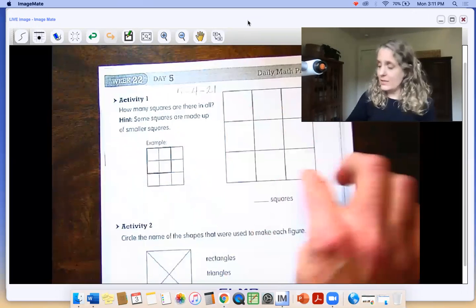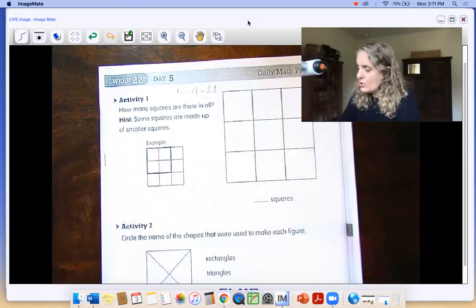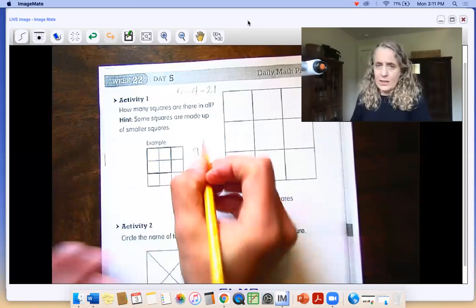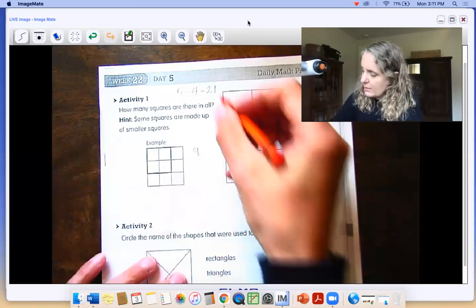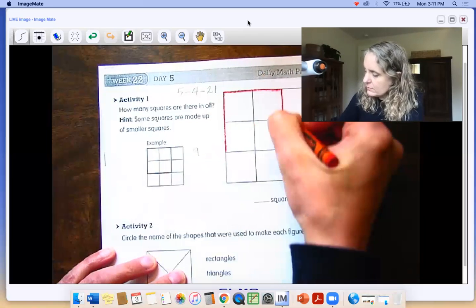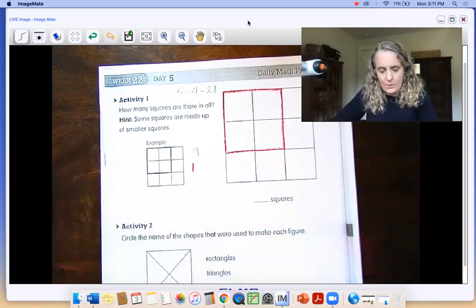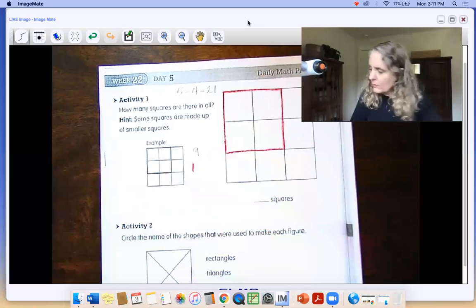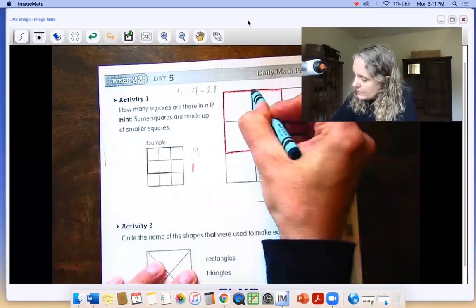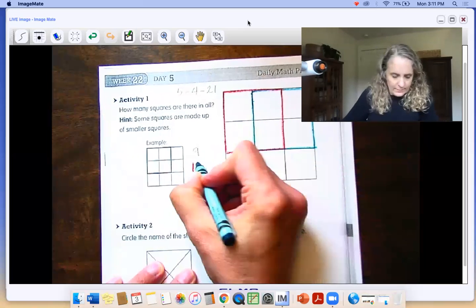It's easy to go 1, 2, 3, 4, 5, 6, 7, 8, 9, but then you see their hint and you're like, oh, right, there are going to be more squares. So there are 9 that we have spotted that are little. Then they give us an example of this one, which I'm going to make a tally mark for. Okay, so that's one more. And then I'm going to make another one here. Tally mark for that one.